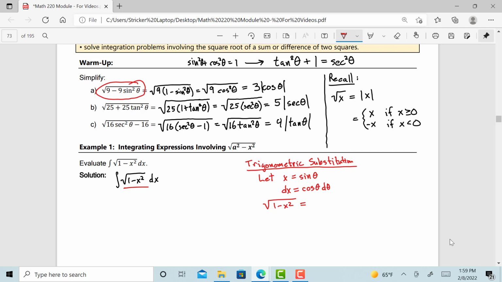So plugging in x equals sine theta, that gives us the square root of, instead of 1 minus x squared, 1 minus sine squared. And we know that 1 minus sine squared is equal to cosine squared. And the square root of cosine squared, as we said last time, is going to be the absolute value of cosine theta.